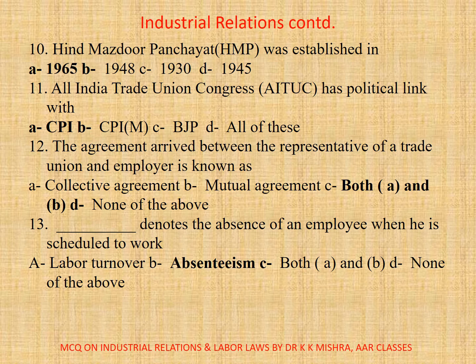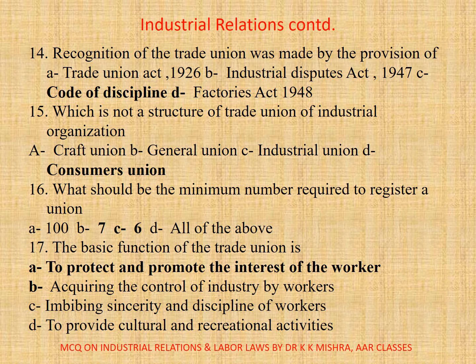Both A and B. 13. Dash denotes the absence of an employee when he is scheduled to work. Correct option is B. Absenteeism. 14. Recognition of the trade union was made by the provision of, correct option is C. Code of discipline. 15. Which is not a structure of trade union of industrial organization? A. Craft union. B. General union. C. Industrial union. Or D. Consumers union. Correct option is D. Consumers union. 16. What should be the minimum number required to register a union? Correct option is here C. 6.